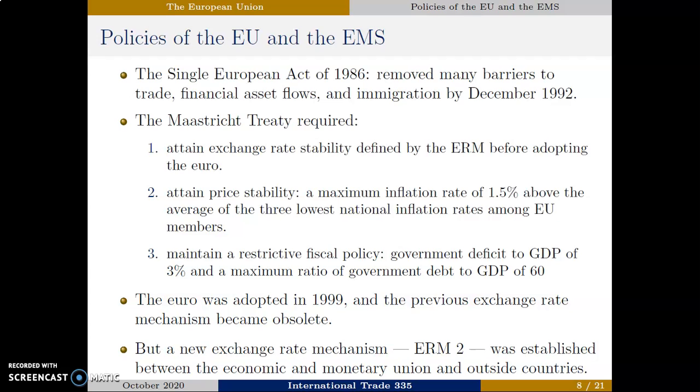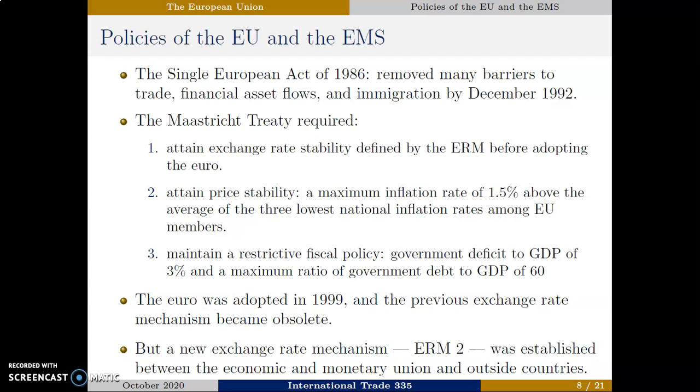The first was countries had to attain an exchange rate stability defined by the exchange rate mechanism before adopting the euro. Second, countries were required to have price stability with a maximum inflation rate of 1.5% above the average of the lowest three national inflation rates among European Union members. And third, it required restrictive fiscal policies with a government deficit not more than 3% of GDP, and a government debt ratio not above 60%.